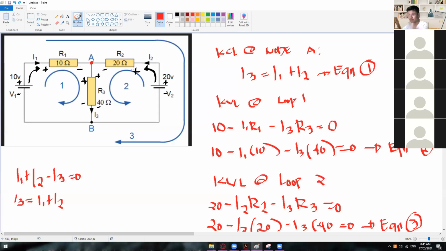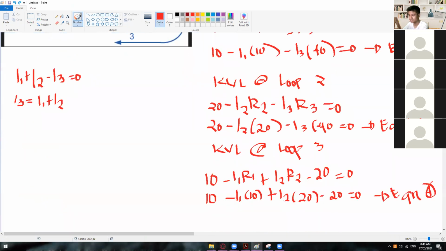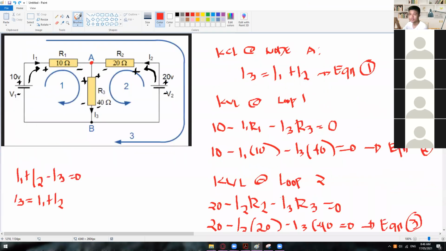But in here, if you're going to take a look on this one, we have positive. Okay. And we're coming from here, so the leaving part is positive. So that is why we have positive I2 in here. All right. So any other question?